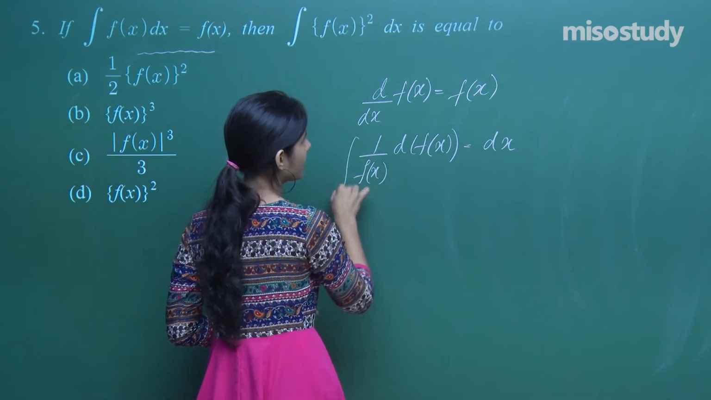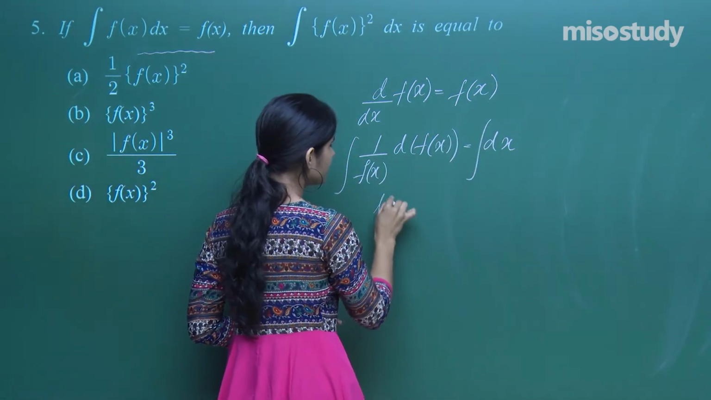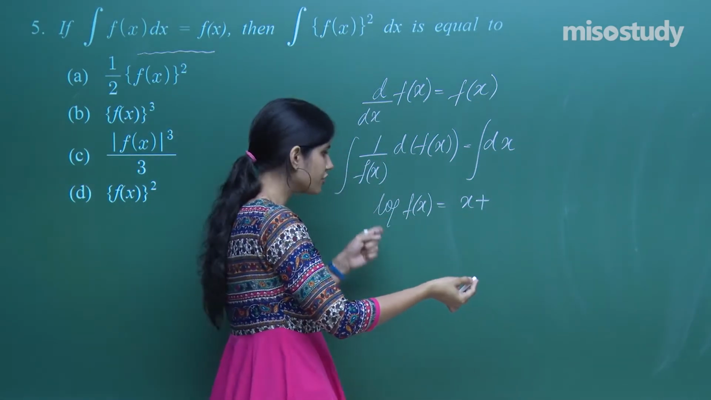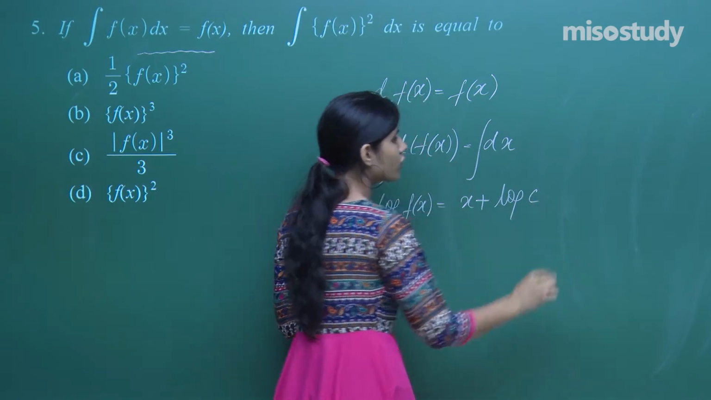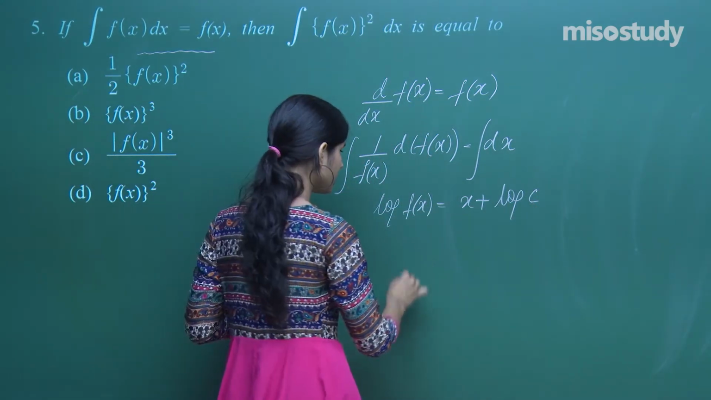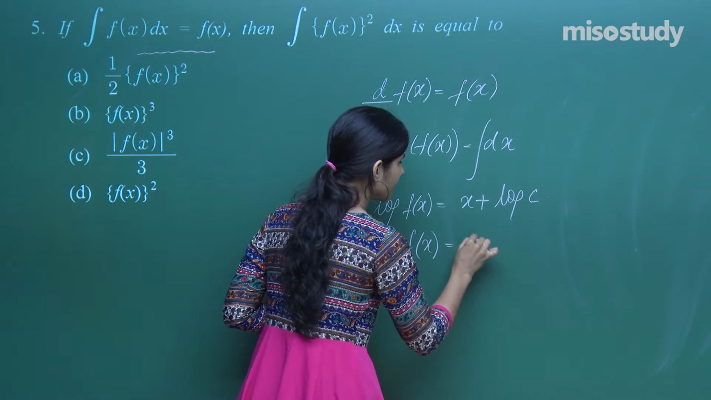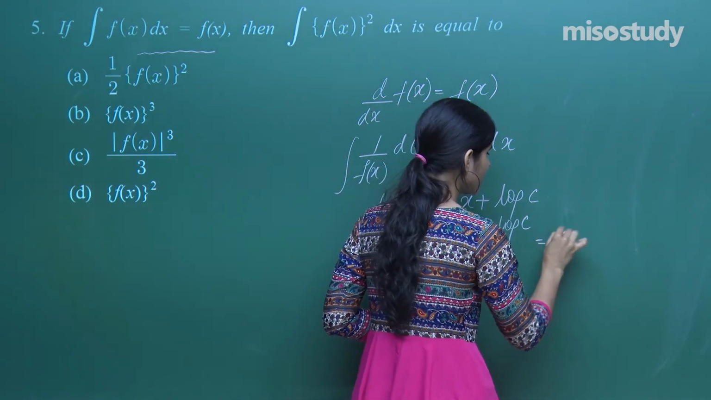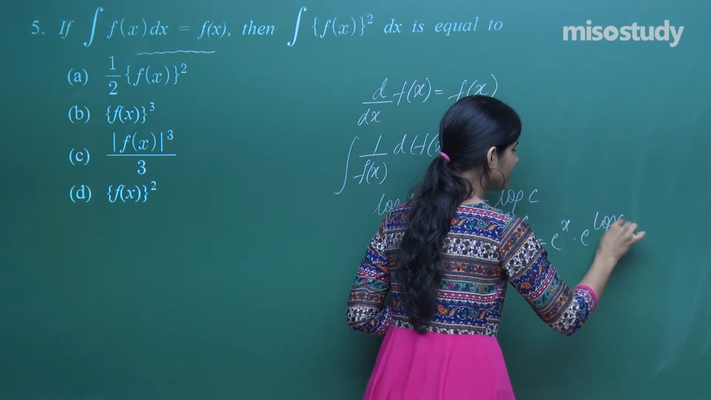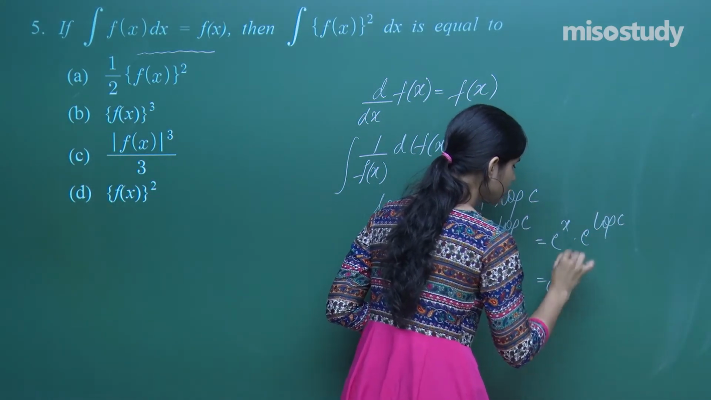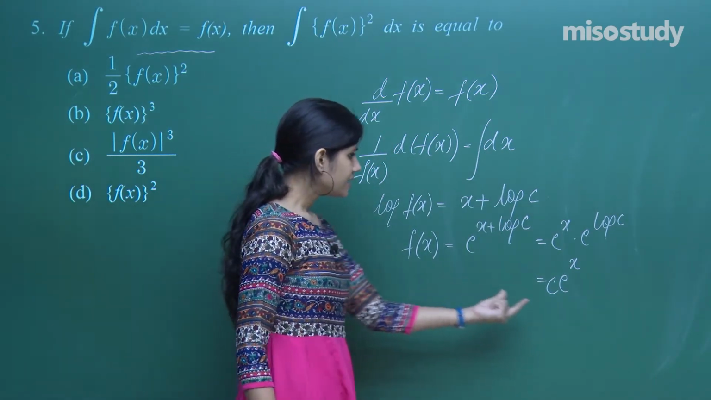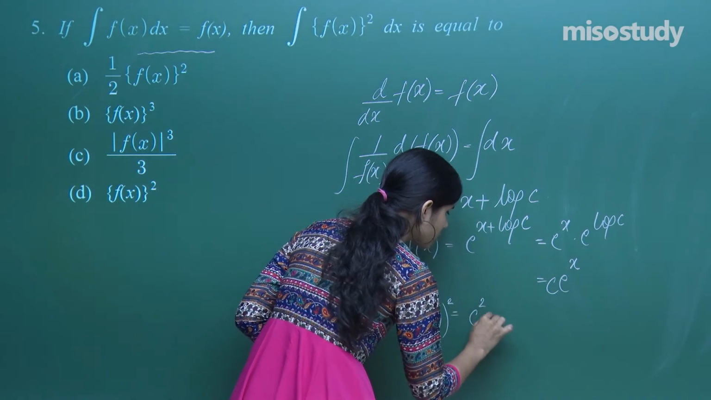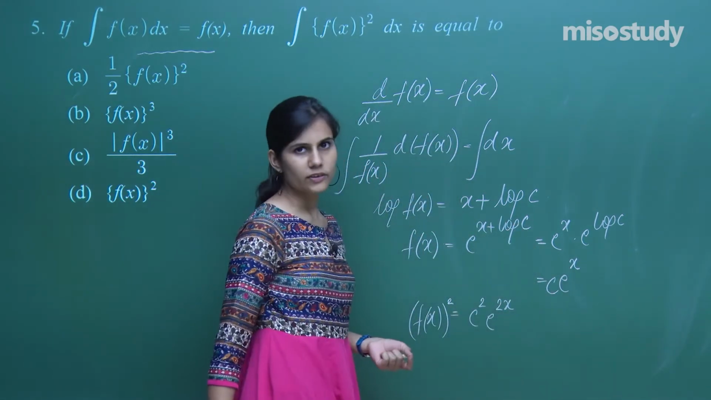Right? And now I can integrate both sides. This gives me log of f(x) equals x plus some constant of integration. Log already I have. I'm going to just take for convenience log c as the constant of integration. Now I can write this as f(x) equals e to the power x plus log c, which is e to the power x into e to the power log c, which is e to the power x into c. f(x) is c into e to the power x, so f(x) whole square will be c square e to the power x whole square, which is this.